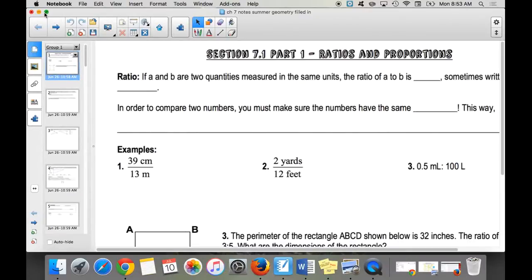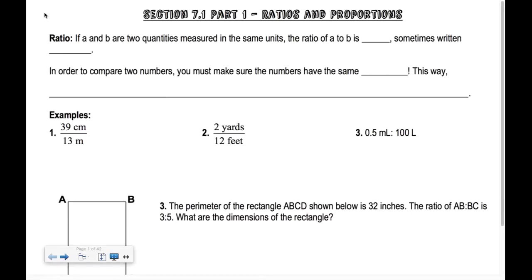This will be review of things that you learned in Algebra 1, but we're going to quickly go through it. So section 7.1, part 1 is on ratios and proportions. So a ratio, it says if A and B are two quantities measured in the same units, the ratio of A to B is A to B, sometimes written as A over B.